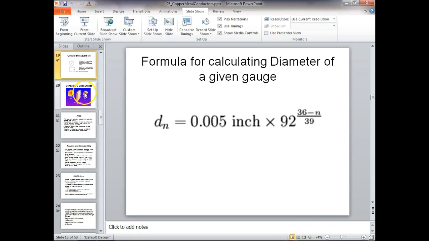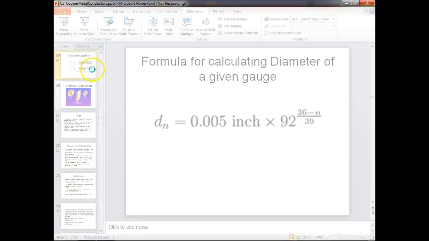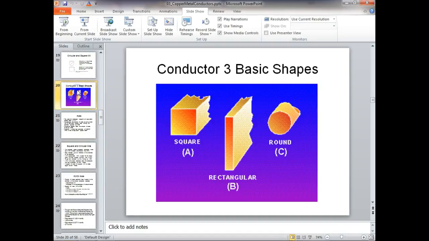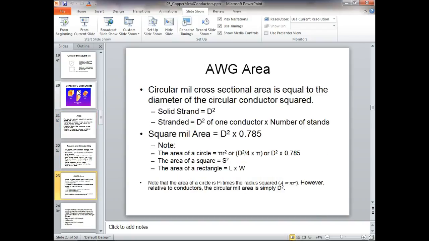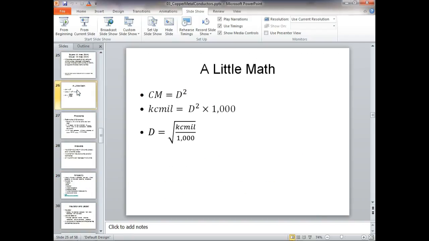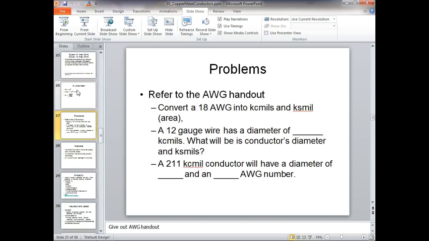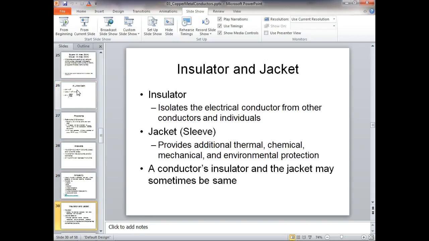Talked about circular mils. Are you okay with circular mils? They're okay with circular mils. And then the circular mil area or the square mil area, you take the circular mils and multiply it by what? 0.785. We know the difference between the insulator and the jacket now, right? Are you okay there?